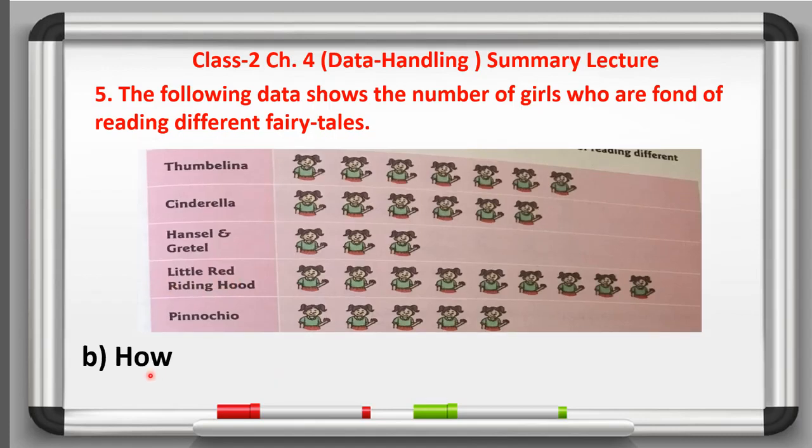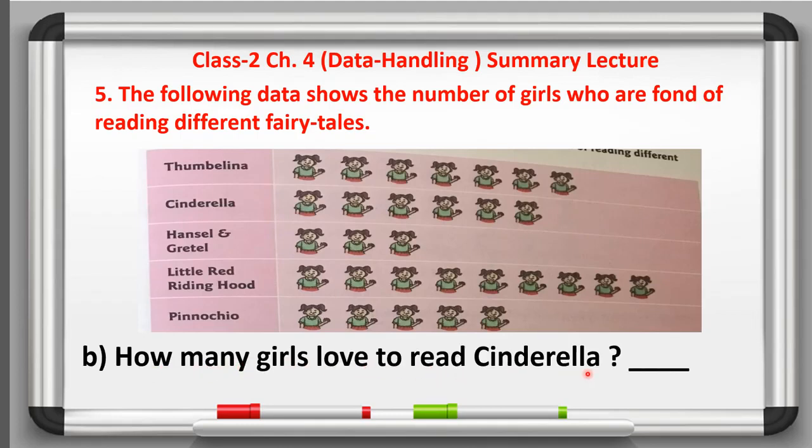is given how many girls love to read Cinderella. So beta how many means how many girls like to read Cinderella. So here in Cinderella how many girls are there? 1, 2, 3, 4, 5, 6. So here we will write 6. Okay. Now in C part.